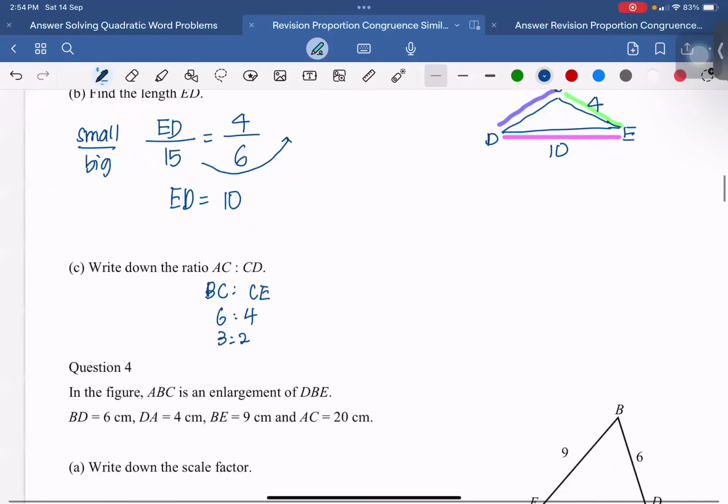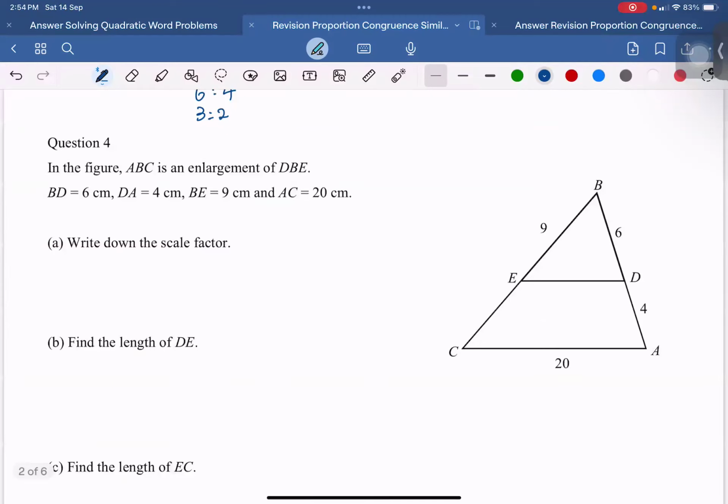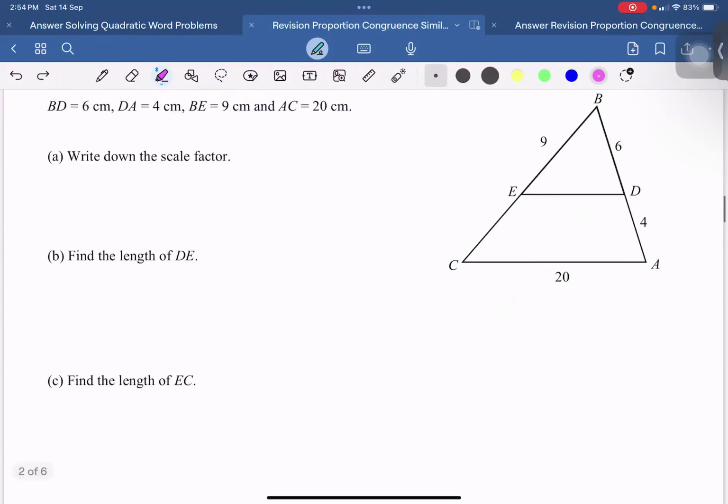Okay. Next part, this is an enlargement. ABC is an enlargement of DBE. So ABC is the enlargement. I'm going to draw out DBE, which is the smaller one. Let me draw out first. No, I should draw a smaller triangle. And then this one will be with the smaller one.